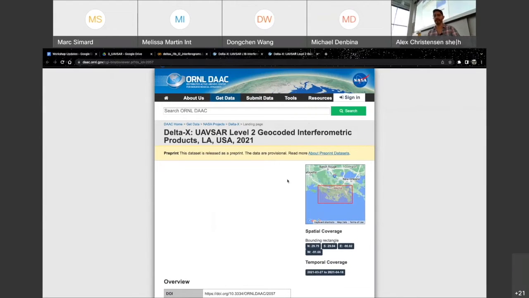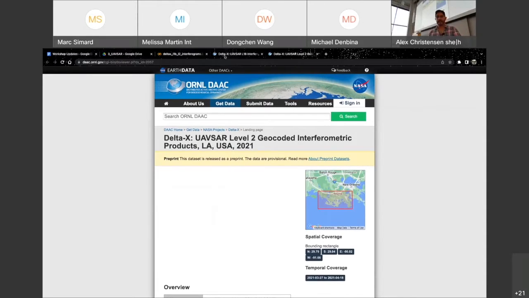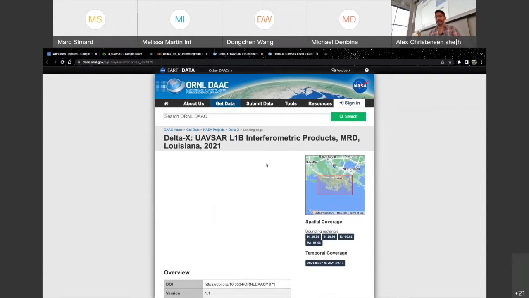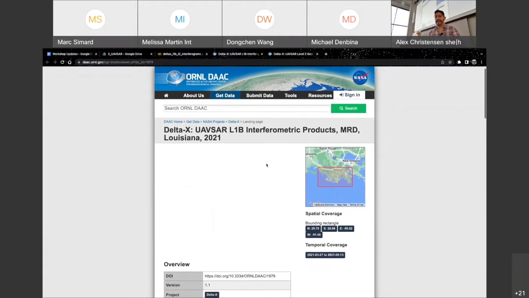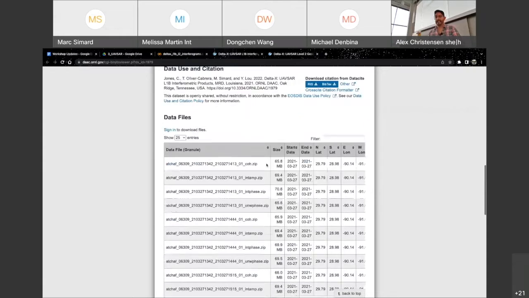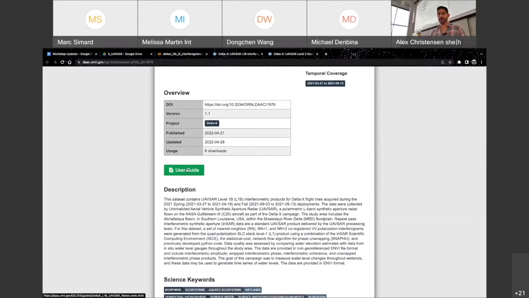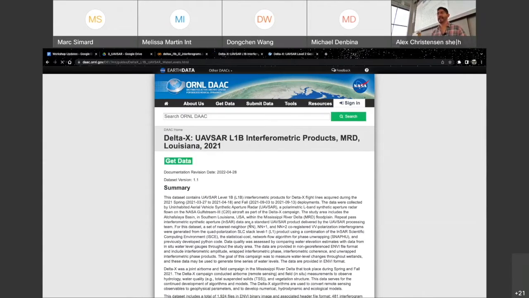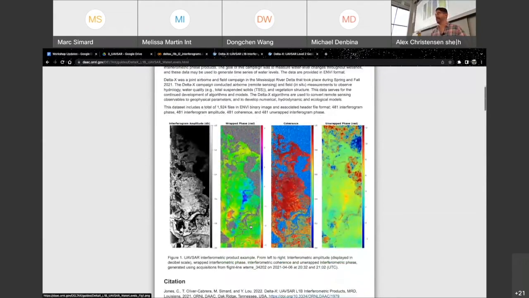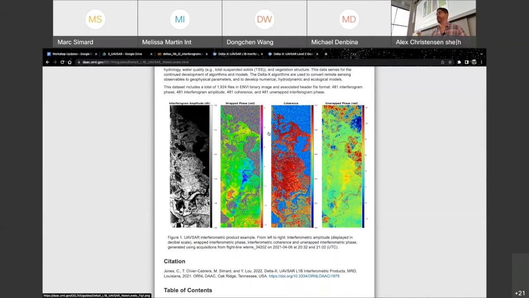So what is the difference between level 1B and level 2? The difference is that level 1B doesn't have geographic projection. So they are only in pixel coordinates, and they are also in the viewing format of the aircraft. So these products are a little bit less friendly than the ones that I showed before. They can also be opened in QGIS, but they won't have a reference in this case.